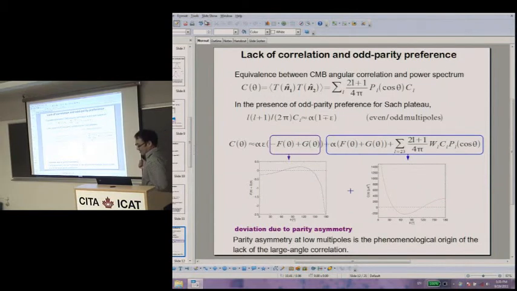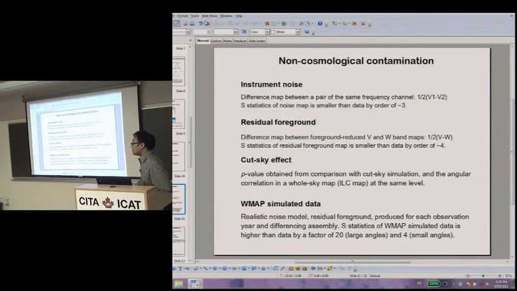So the statistics here that you're talking about, this is a small angular scale, right? Both. 20 for large, yeah.